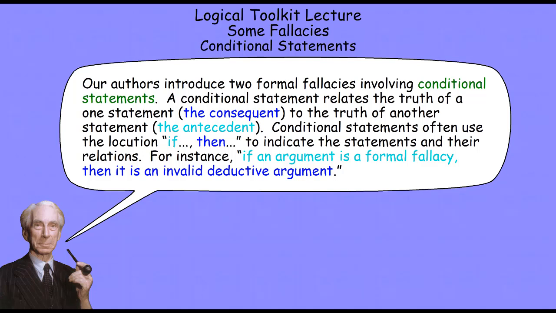So an instance or an example of a conditional statement would be, if an argument is a formal fallacy, then it is an invalid deductive argument. So this is the true conditional statement. The antecedent is that if part, the first part in light blue. If an argument is a formal fallacy. The consequent is the darker blue part, then it's an invalid deductive argument. The consequent is true when the antecedent is true. In the next module, we'll look at the two conditional fallacies that the authors discuss in the chapter.